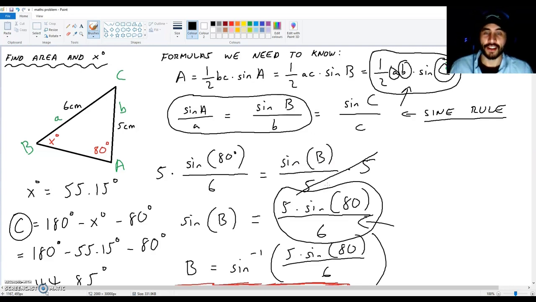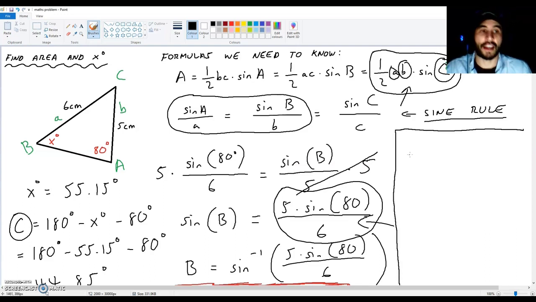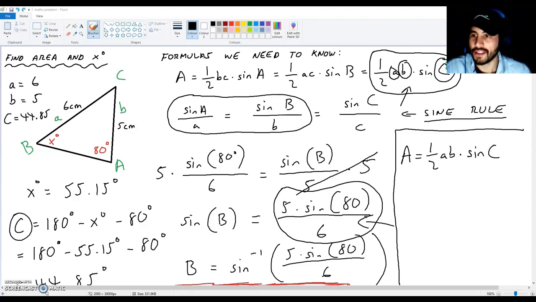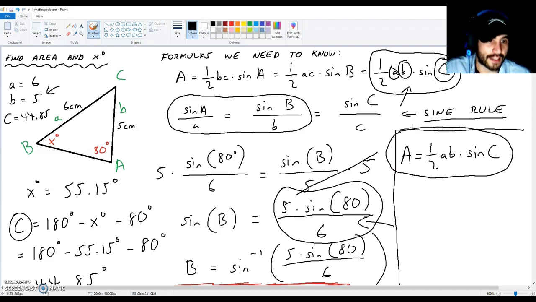Okay, so we know that the area of this triangle is equal to half AB times sine C. We have the value of A, and that is equal to 6. We have the value of B, and that is equal to 5. And we have the value of C, which is equal to 44.85. Okay, so we're almost done. All we have to do is plug these values over here into this equation to get the area of the triangle. So let's do this.